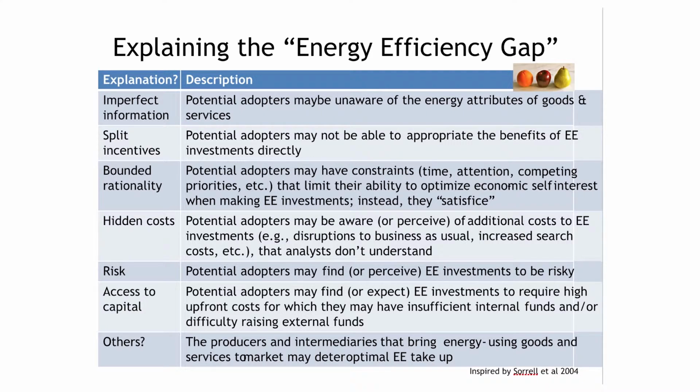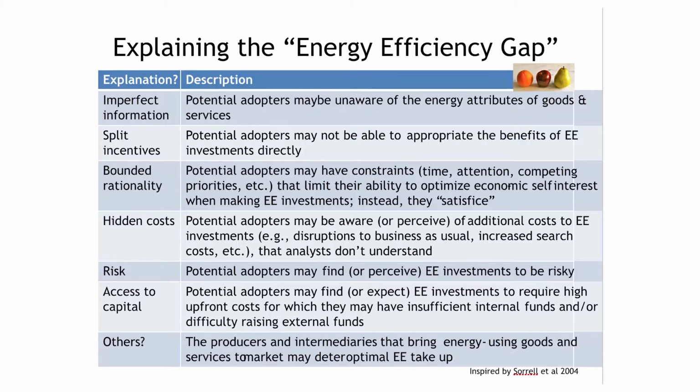Bounded rationality. Potential adopters may have constraints such as time and attention, competing priorities, et cetera, that limit their ability to optimize economic self-interest when making energy efficiency investments. Instead, they satisfice. This is pretty well established, especially in a world of low energy prices. I'm a really busy person, what do I care? It's interesting because this goes back to all this great work by Herbert Simon, and bounded rationality is one of my favorites.